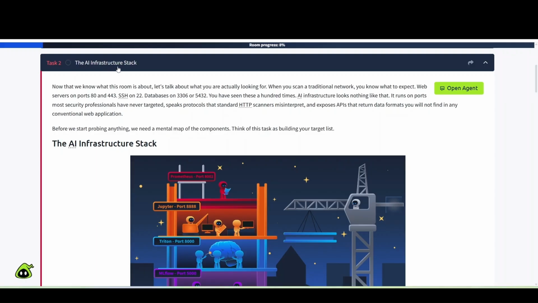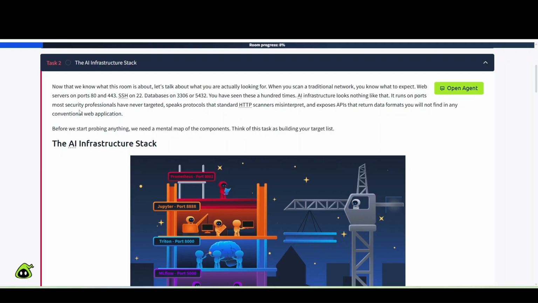Task 2, the AI infrastructure stack. Now that we know what this room is about, let's talk about what you are actually looking for. When you scan a traditional network, you know what to expect: web servers on ports 80 and 443, SSH on 22, databases on 3306 or 5432. You have seen these 100 times. AI infrastructure looks nothing like that.